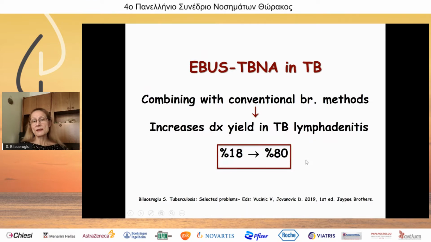When using EBUS-TBNA, you don't have to do EBUS-TBNA in the first place. You have flexible bronchoscopy and/or you have rigid bronchoscopy. You can use conventional transbronchial needle aspiration to diagnose tuberculous lymphadenitis. If you cannot get the diagnosis, if the result is negative, then you can go and do EBUS-TBNA, and in this way you can increase the diagnostic yield from 18% to 80%.